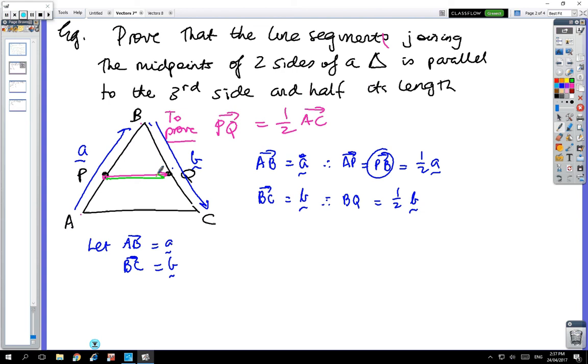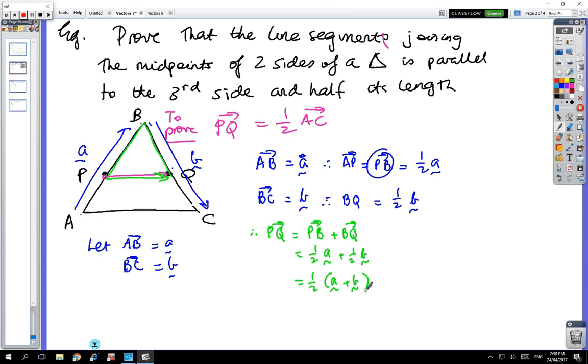Now, how do we get from P to Q? Well, to get from P to Q, we go up and then down. So PQ equals PB plus BQ. PB is half of A, and BQ equals a half of B. So I've got a half of A plus B.